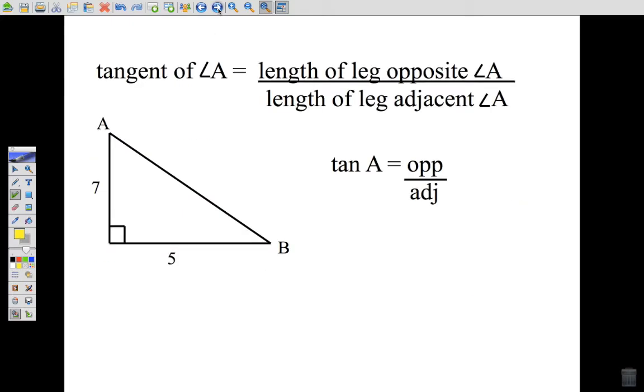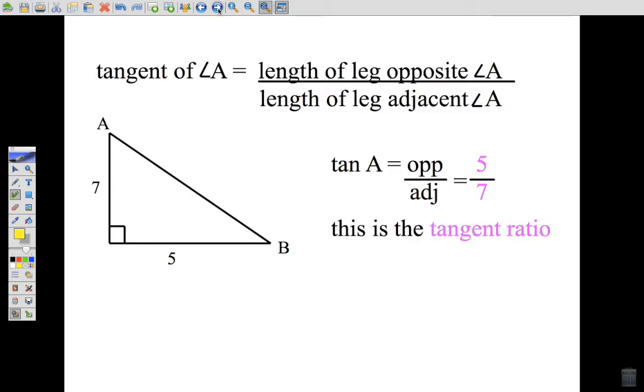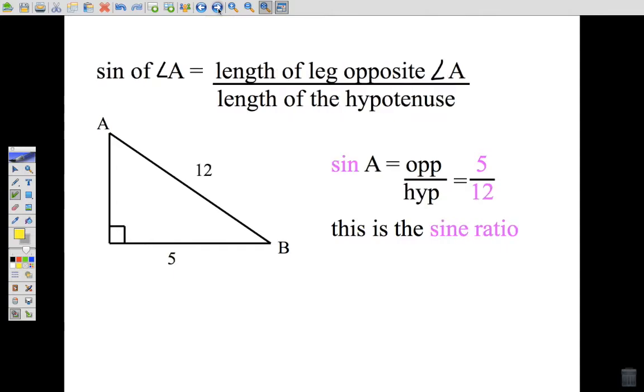Let's see how these work with individual problems. In this problem, if I asked you to find the tangent of angle A, the tangent ratio, I should say, of angle A, you will calculate the fraction 7 over 5, because that is the opposite side divided by the adjacent side. That is the tangent ratio. Sine is calculated similarly with this triangle. Sine is the opposite side divided by the hypotenuse.